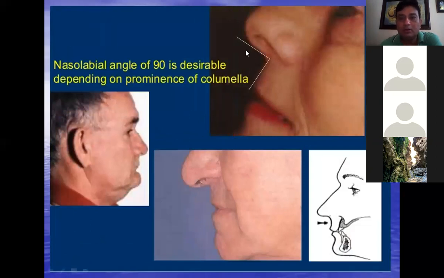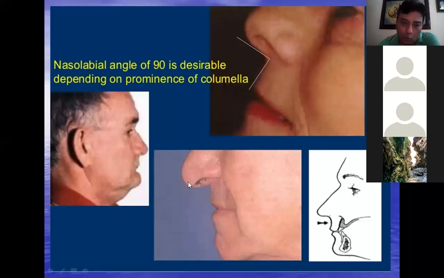Then you establish the labial fullness of your rim, the wax rim. This angle is called the columella-philtral angle. This must be 90 degrees in most of the cases.